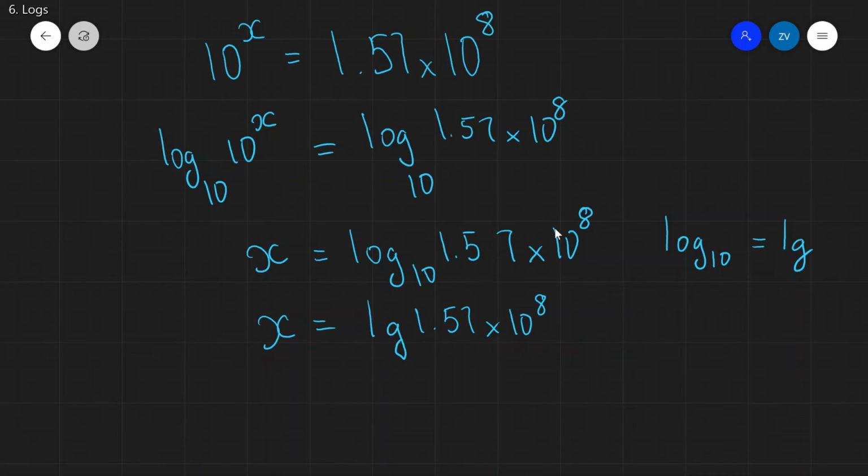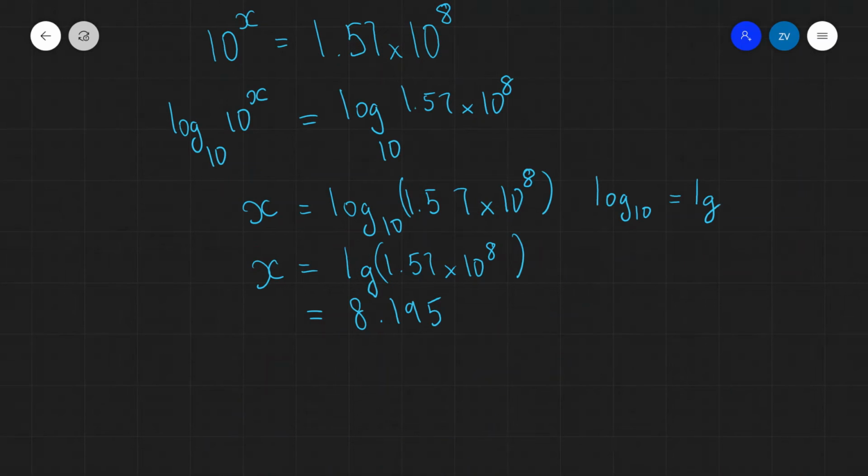What I want you guys to do is just put that in your calculator. So log base 10 brackets 1.57 times 10 to the power of 8, or LG 1.57 times 10 to the 8, and what we're going to get is 8.195 or so.